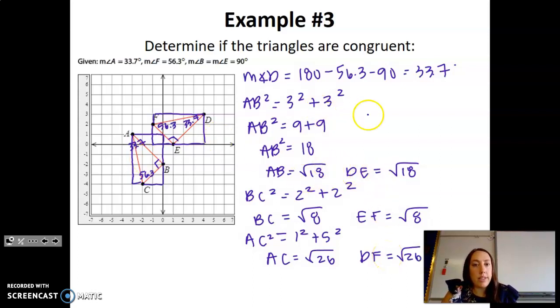So you can see we have 3 sets of congruent angles, 3 sets of congruent sides. That tells us triangle ABC is going to be congruent to triangle DEF. And that's the last example.